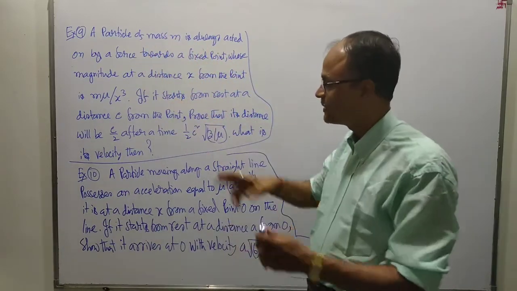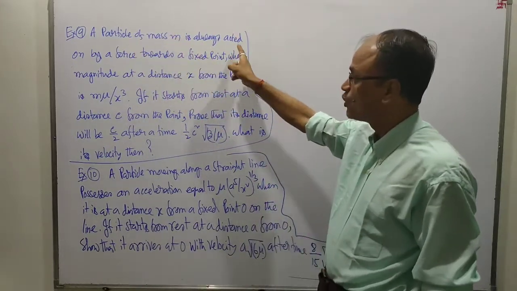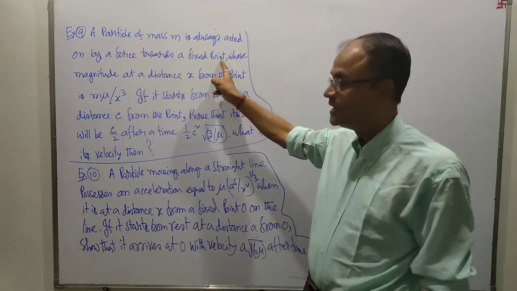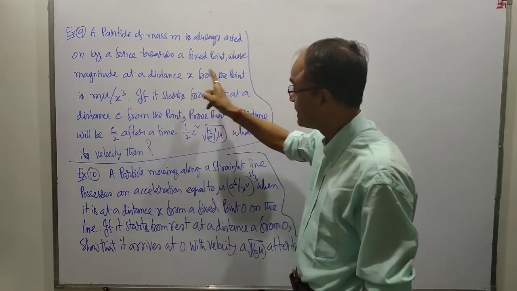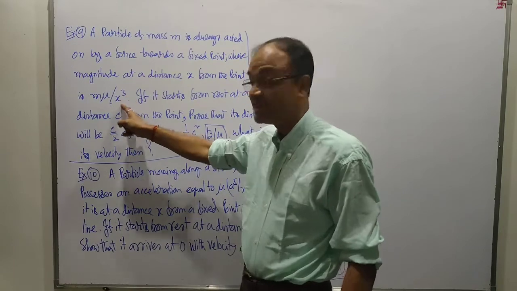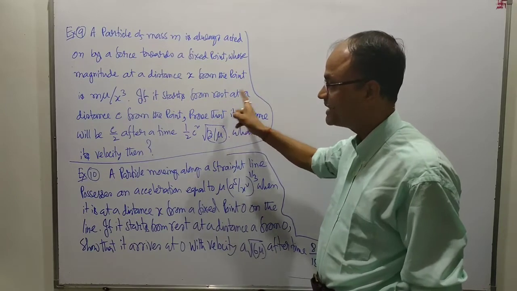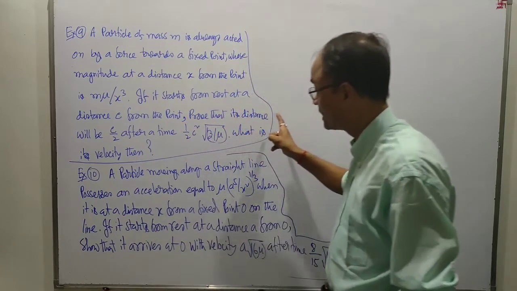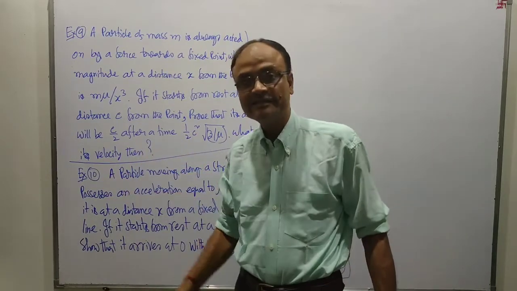Let us try to solve this problem. First, question number 9. What is it? A particle of mass m is always acted on by a force towards a fixed point, whose magnitude at a distance x from the point is this. But it is always attracted. If it starts from rest at a distance c from the point, prove that its distance will be c by 2 after a time this. What is its velocity then?